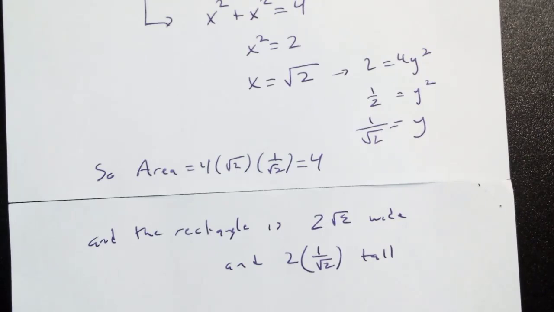Why is it 2 square root of 2 wide and 2 times 1 over root 2 tall? It's not just the first quadrant. The rectangle itself extends both in first and second, as well as in third and fourth. So I have to fold it over to get the other side, and I have to fold top down to get the whole height. It works.